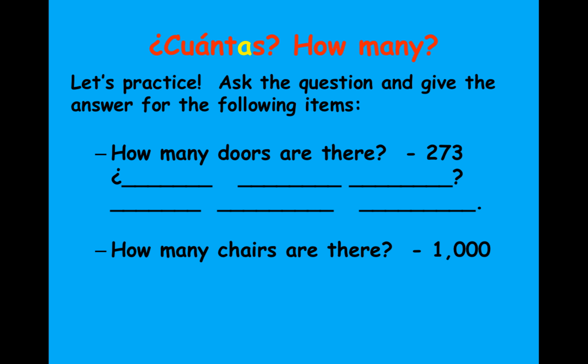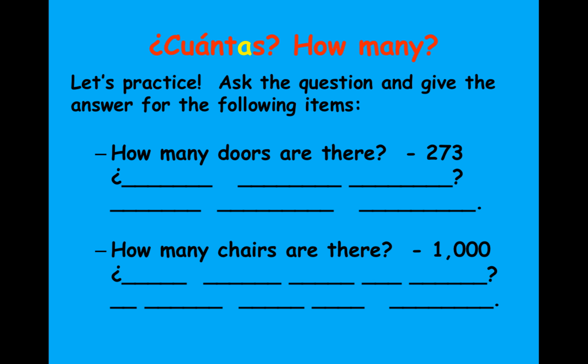How many chairs are there? ¿Cuántas sillas hay? There are 1,000 chairs. So in Spanish, the word for 1,000 is just mil. You don't use uno or una with this. You just use the word mil. So hay 1,000 sillas.